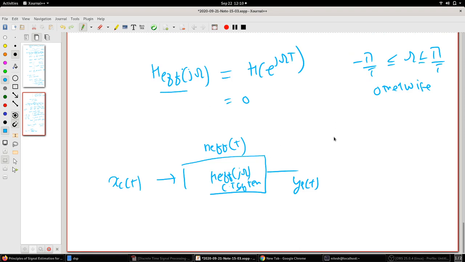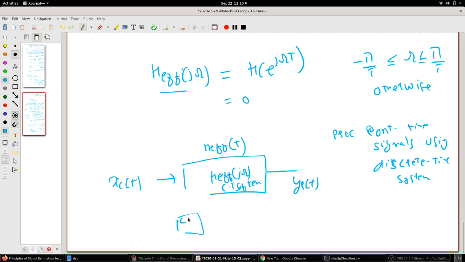What is that system? The system is basically processing of continuous time signals using a discrete time system. So the system looks something like this: C to D, followed by a discrete time system, followed by a D to C, and this gives you Yr(t), and this is Xc(t). So this is your system. Clear?